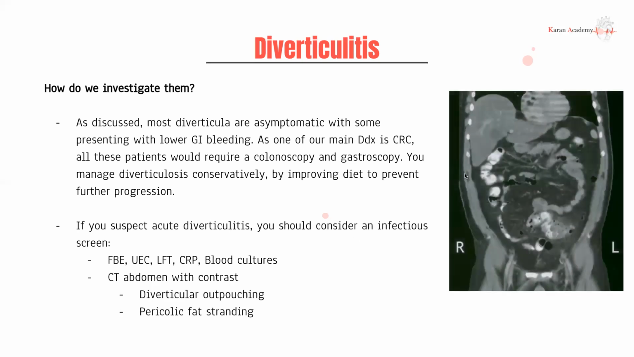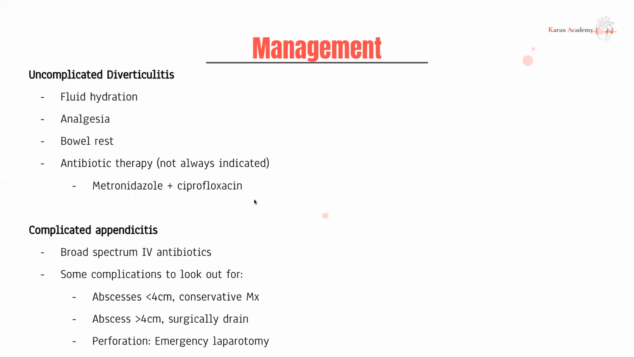And this is what that image would look like. As you can see here, there are these tiny outpouchings or diverticuli, and you can see there's quite a bit of inflammation around the colon itself, and that's the pericolic fat stranding. You would not be expected to read or interpret CTs at this point, so this is just for your reference, for you to have an idea of what it looks like.